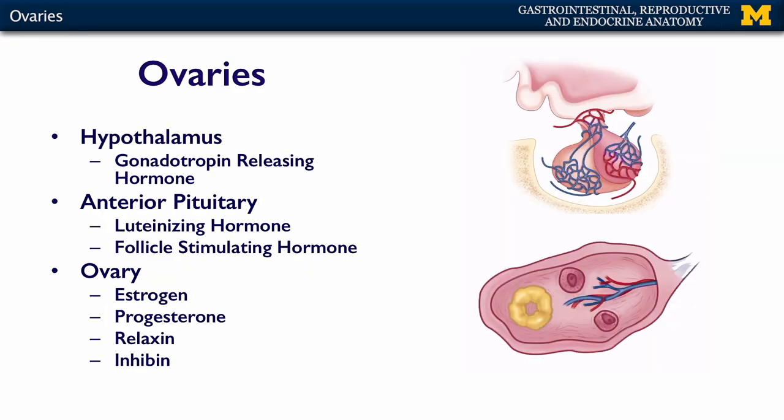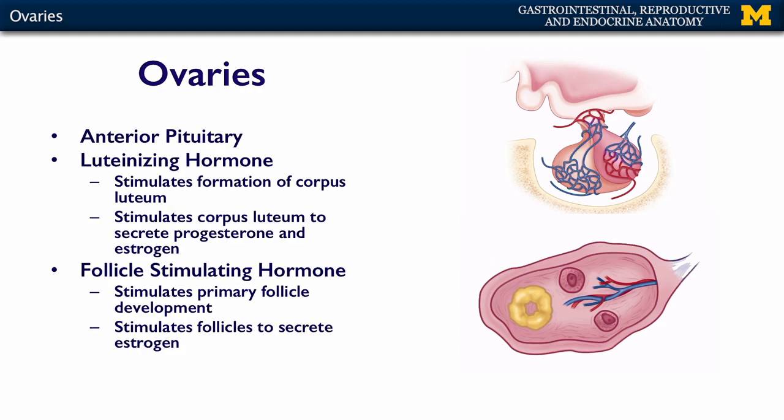So the ovary is another endocrine organ that is within the hypothalamus-anterior pituitary cascade. The hypothalamus secretes gonadotropin releasing hormone, or GnRH, as it is abbreviated, and it secretes GnRH into the anterior pituitary. The anterior pituitary makes two hormones, luteinizing hormone and follicle stimulating hormone. These hormones are secreted from the anterior pituitary and act on the ovary. The ovary, in turn, secretes into circulation estrogen, progesterone, relaxin, and inhibin.